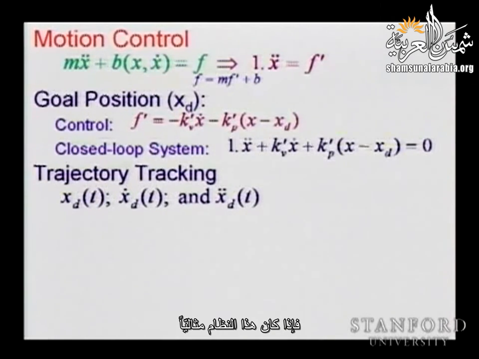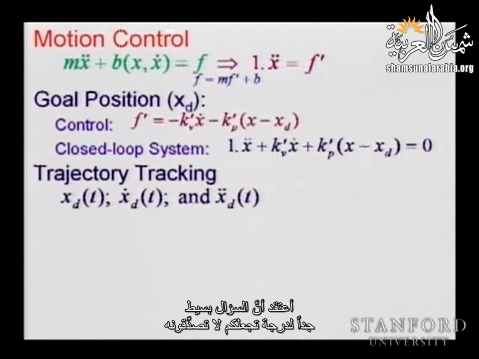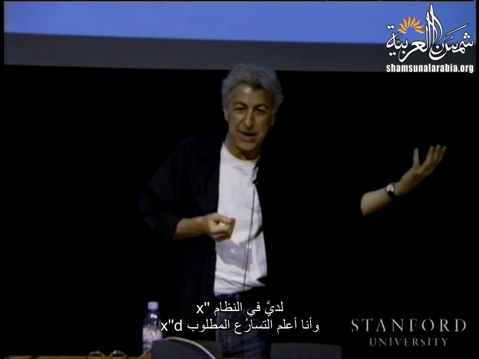So if this was really a perfect system, and you are trying to track this acceleration desired, what f prime should be? I think the question is so simple that you cannot believe it. But come on, this is very simple, too simple. So my system is x double dot, and I know the desired acceleration, x double dot desired. What should f prime be? Come on.